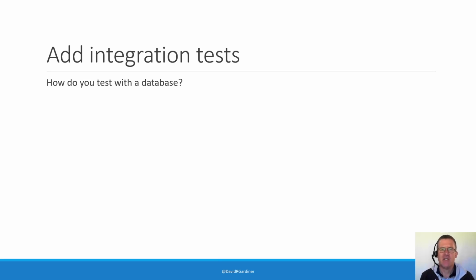What about integration tests? How do we handle those if we want to ensure that our application works correctly with a database? There are different strategies depending on what sort of data layer you're using. For example, if you're using EF Core in .NET, there is an in-memory database provider that you could use, and that will mean that your tests run a lot faster.